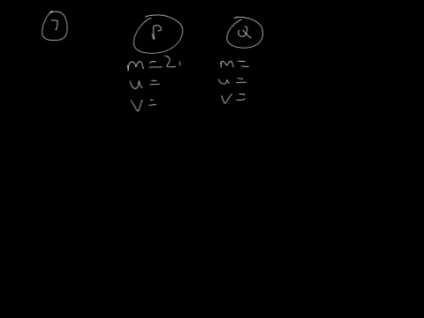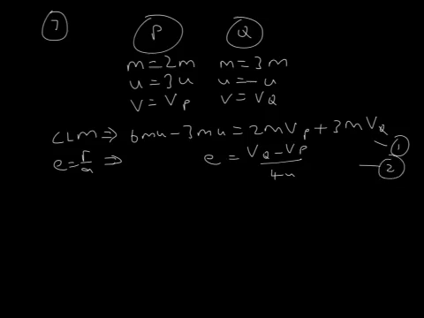6mu minus 3mu equals 2mvp plus 3mvq. And then the E equation tells us that e equals vq minus vp over 4u. So we've got equation 1 and equation 2. We want to find out what vq is, so let's get rid of vp from here. So let's take equation 2 and write vp as the subject of that equation. It works out to be vq minus 4ue.